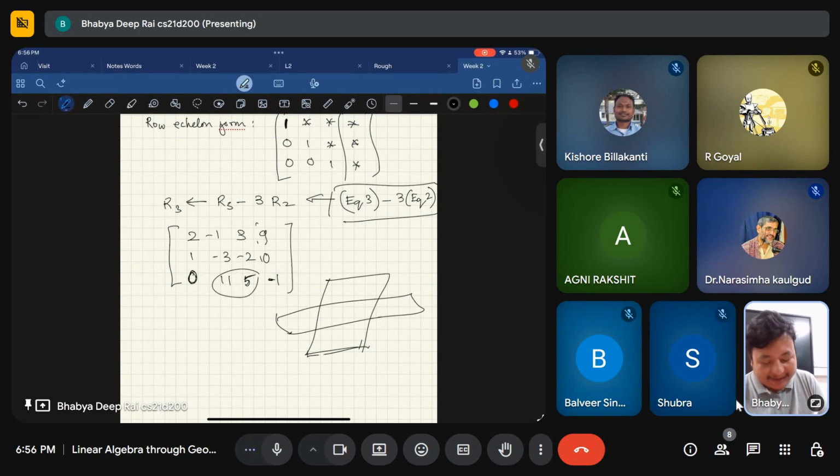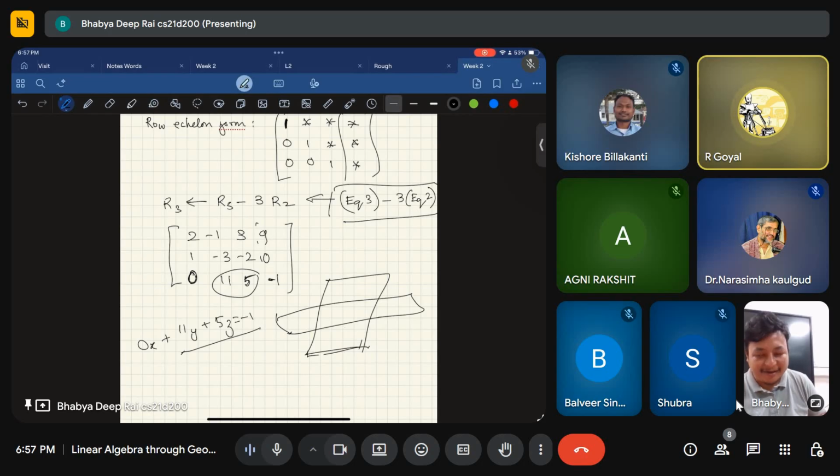When I say 11y plus 5z equals minus 1, is this a plane or is this a line? This is a line in 2 dimensions. But it is still a plane in 3 dimensions, because I can always put a 0x here. At most, this is a plane, but it could be the projected plane along a certain line.